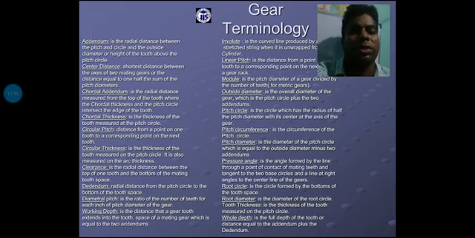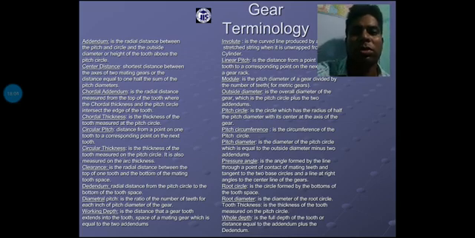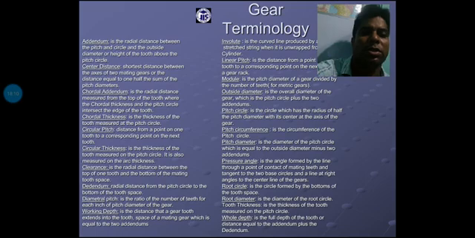Next is working depth. It is the distance that a gear tooth extends into the tooth space of a mating gear, which is equal to the addendum.